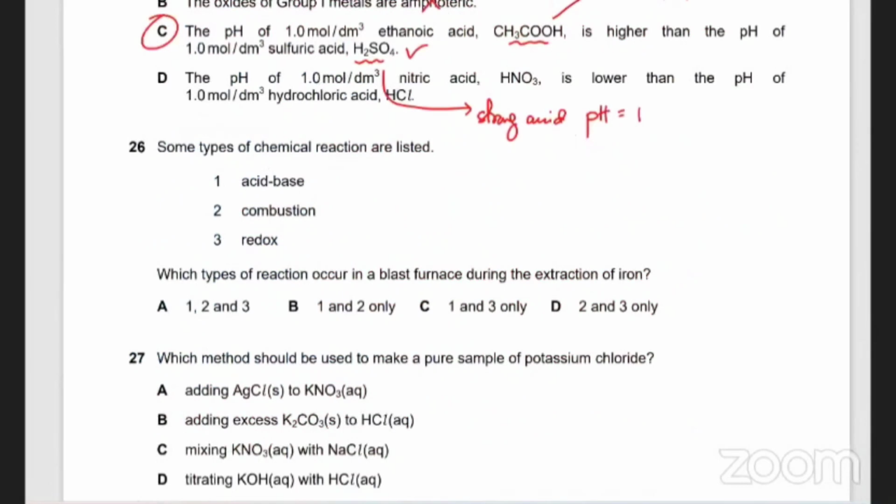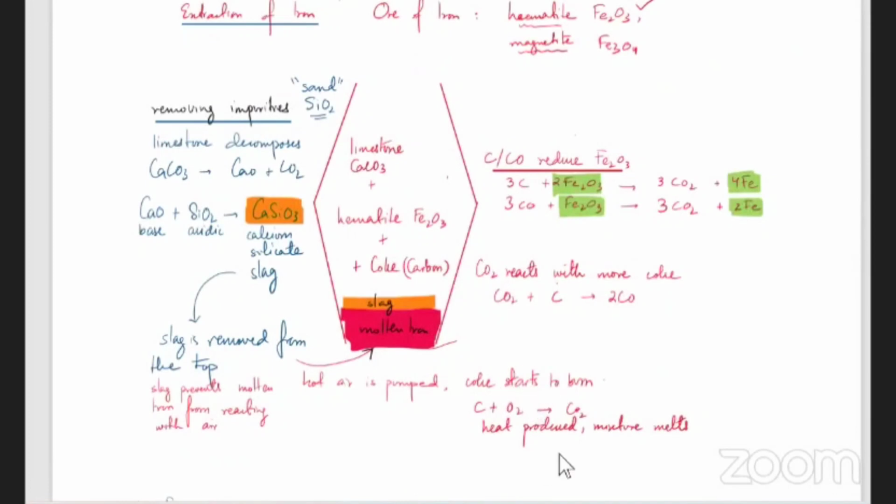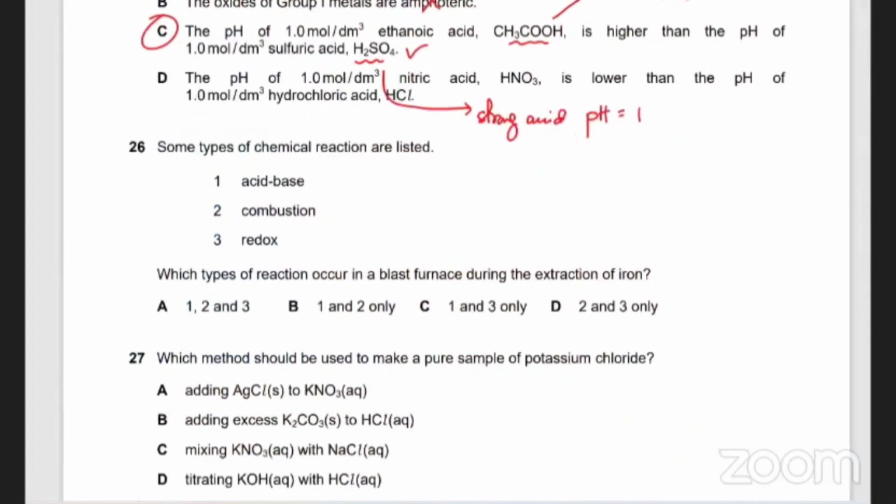So question, किधर गया? What type of chemical reactions are listed? All three, I guess, because if I go back, combustion is happening, redox is happening, reduction of iron oxide is happening, plus you got an acid-base reaction that's going on as well. तो तीनों हो रहे हैं. बात खत्म. 1 2 3, ठीक है. That's the answer A.